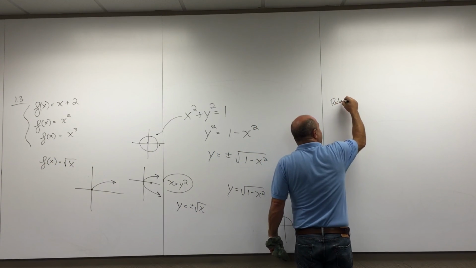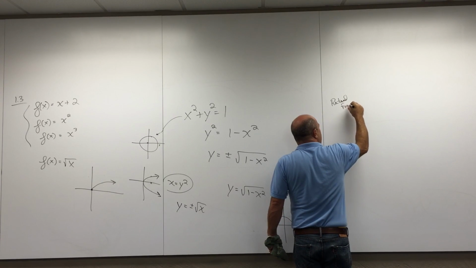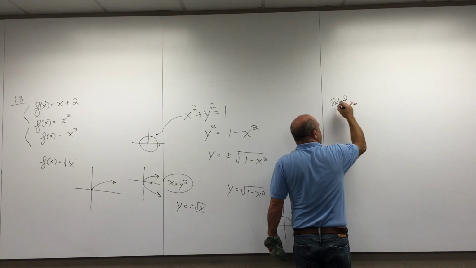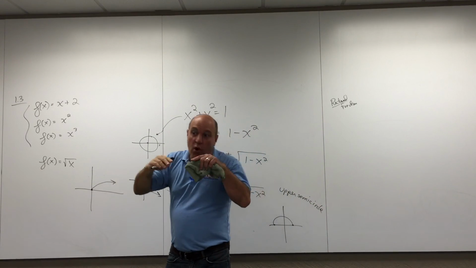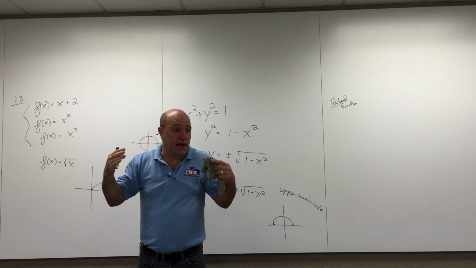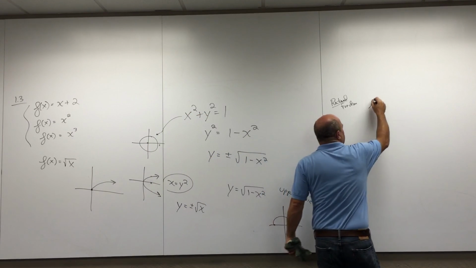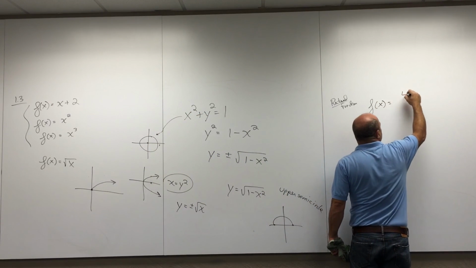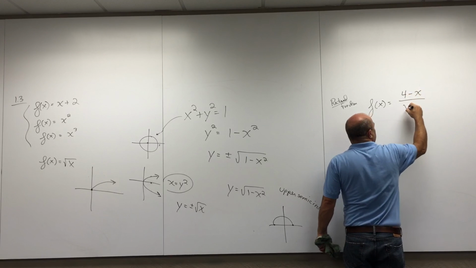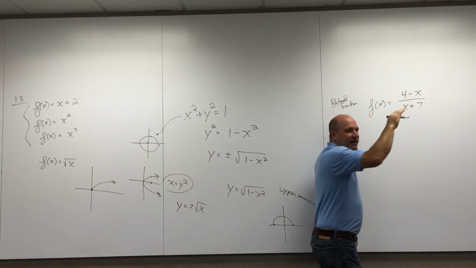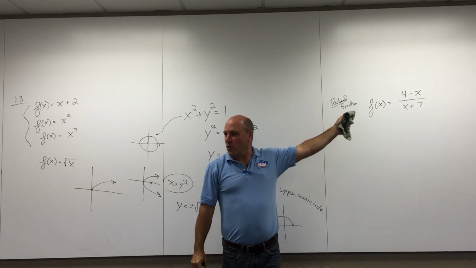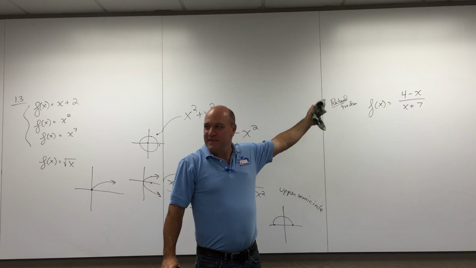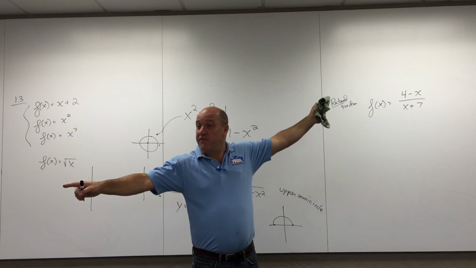Do you know what I mean by that? What does the word rational make you think of in mathematics? Fraction. Yeah, ratio or fraction. And so a rational function is typically one of these things, 4 minus x over x plus 7. Do you know about those? Can you tell me one thing annoying about those? Yeah, they got some undefined places.